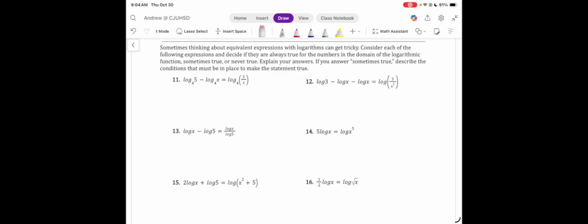Okay, so basically what we want to do is find the ones that are the real properties, and those are always true. So number 11 turns a subtraction into a division. This is always true. Number 12 takes two subtractions, puts them in the denominator. So that's good.